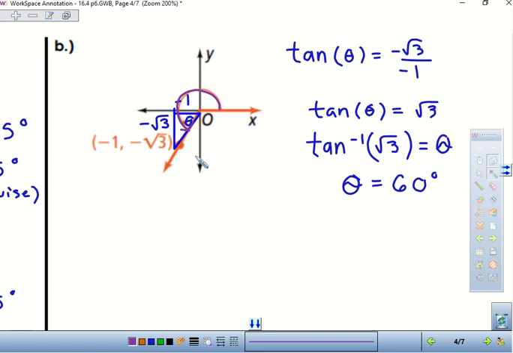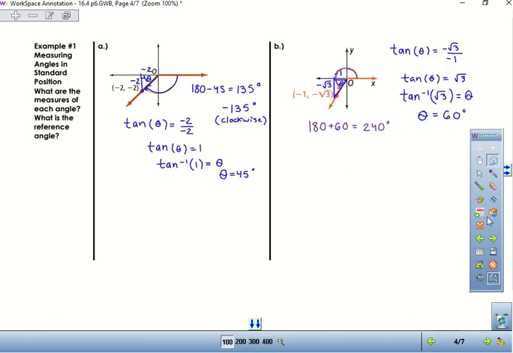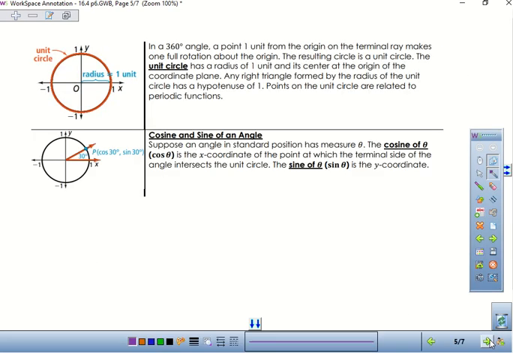Counterclockwise, so I know my answer is going to be 180 plus 60, which is 240 degrees. Everybody see how we got that using that information? All right. So the last thing we're going to do today.